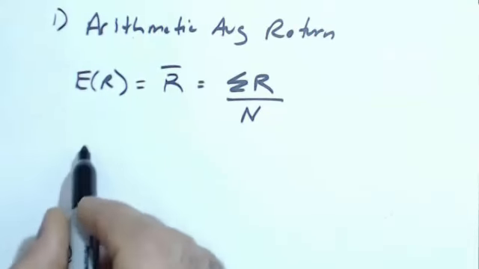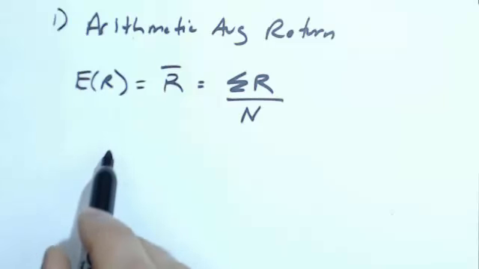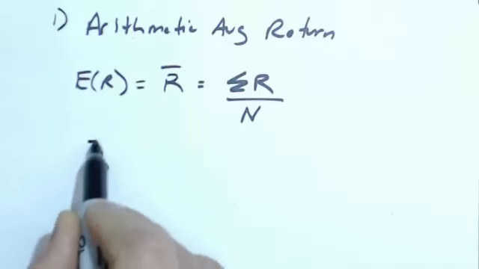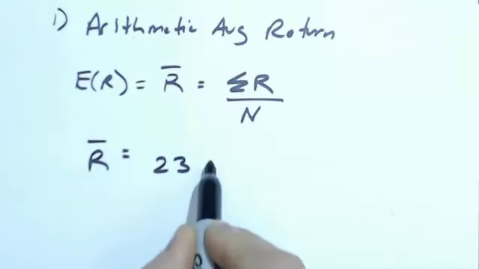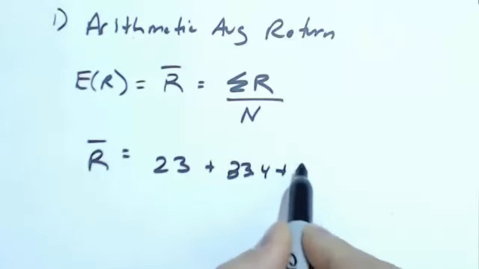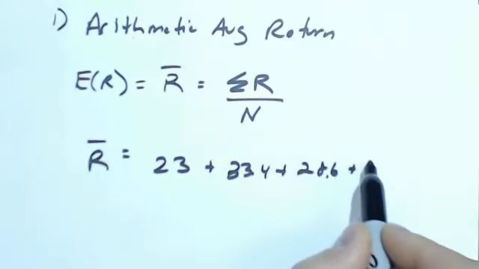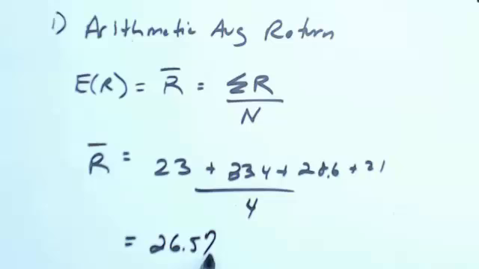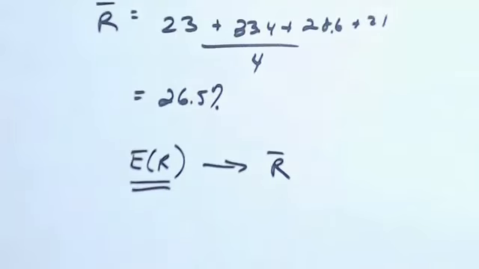So if we were to calculate the expected return for large company stocks using the table I showed you a little while ago, R bar would simply be 23% plus 33.4 plus 28.6 plus 21, all divided by 4 periods, and you get that 26.5% arithmetic average. It shows in the table that I gave you a minute ago. Now keep in mind, there's a little subtlety here. I have expected return, and I'm using that and calling it the average return here.